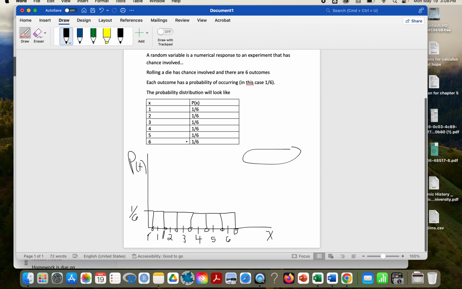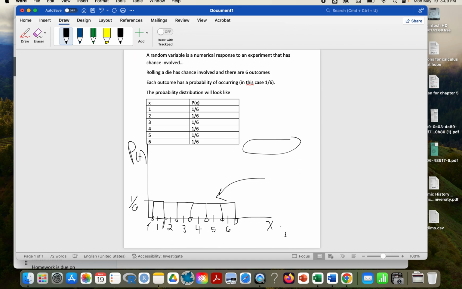This distribution is uniform. We talked about those briefly previously.